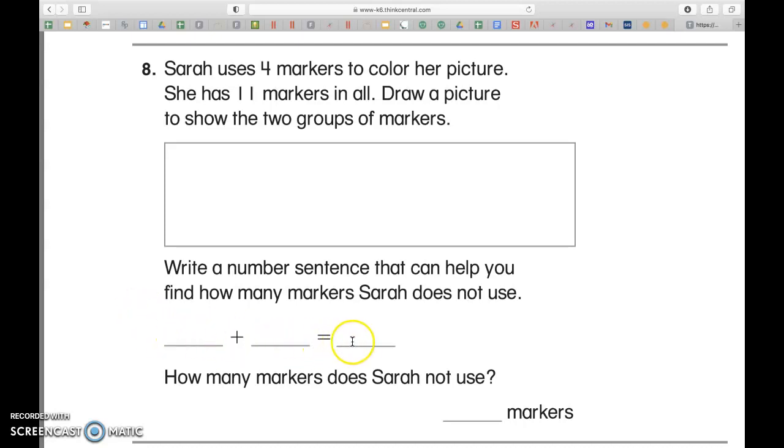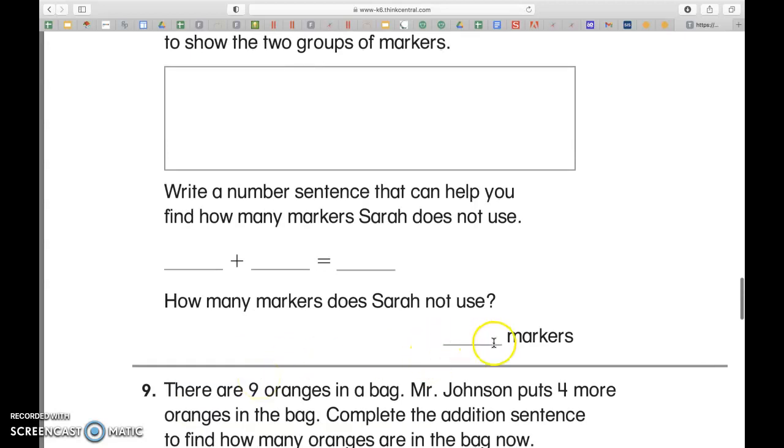If you want to write your addition sentence here, that's great. If you need to use a subtraction sentence to solve this first, before you put the numbers in for your addition sentence, you are free to write your subtraction sentence somewhere else. And then it says, how many markers does Sarah not use? And you're going to put that answer right here.